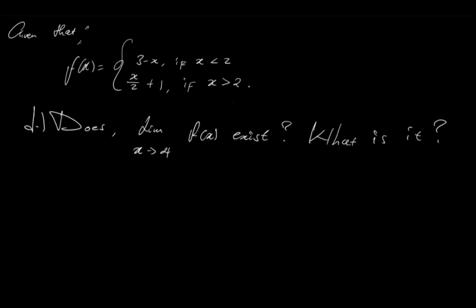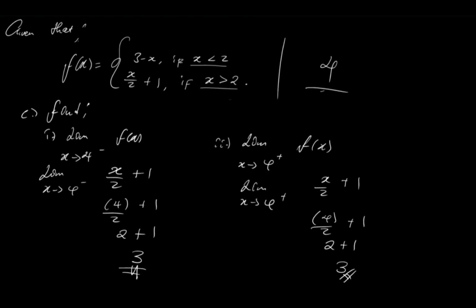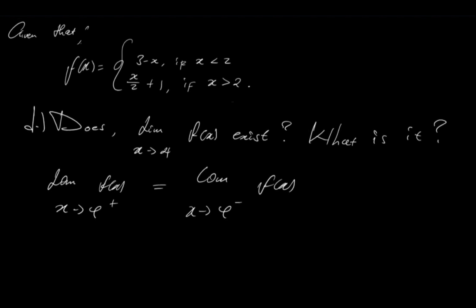Now, the question is, does a limit of f of x exist as x approaches 4? Remember, for it to exist, the limit of f of x as x approaches 4 from the positive should equal the limit as x approaches 4 from the negative of the function f of x. Now, if you look at this side, from the left you're having 3, and from the right you're also having what? 3. So you will say, yes, it exists. And that's your answer here.